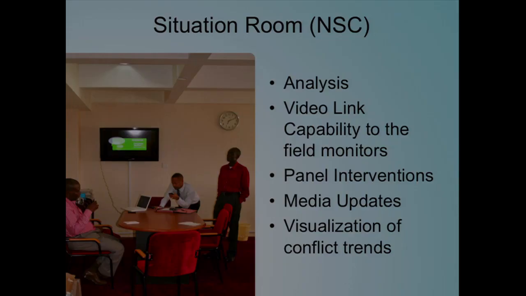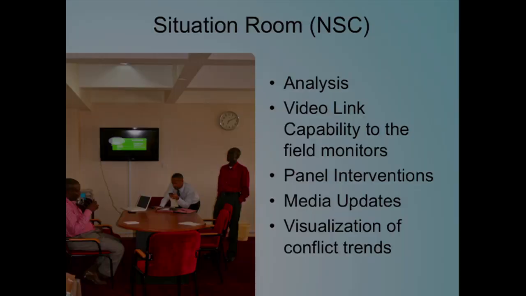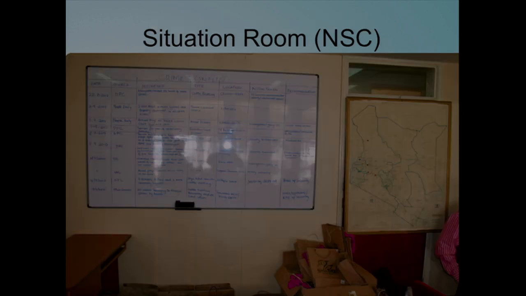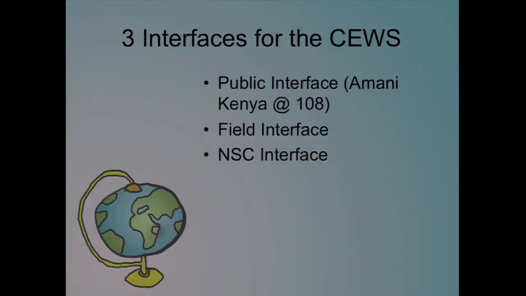This is the situation room at the National Steering Committee, which was designed after the software had been put in place. The situation room is equipped with 8 computers and has a way to Skype with field monitors on the ground. We use it mostly as the hub for analysis of these reports that are coming in, whether it's SMS or monitors on the ground, et cetera, the media updates, and then we can visualize the conflict trends and make decisions in a more cohesive manner. You can see some more pictures here of the Situation Room in Kenya. And this is where the analysts sit, etc.